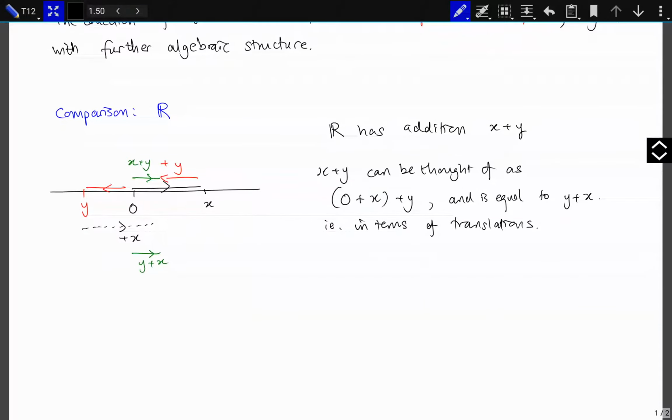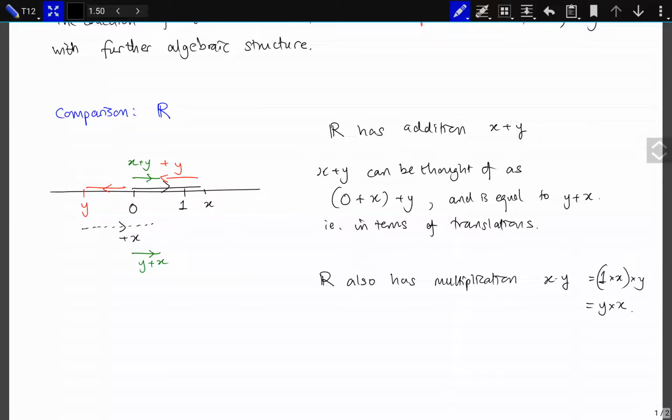R also has multiplication. x times y. By exactly the same arguments, x times y can be thought about as 1 times x times y. And it is also equal to y times x. I should add that there's a 1 there as well. So the real numbers have addition and multiplication.